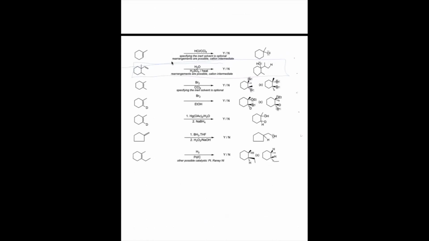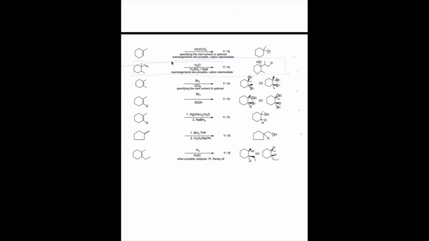So you're going to start it off. With this one, you're going to create a cation. I'm on here because I want to highlight some things. Rearrangements are possible, cation intermediate. Rearrangements are possible, cation intermediate, right?